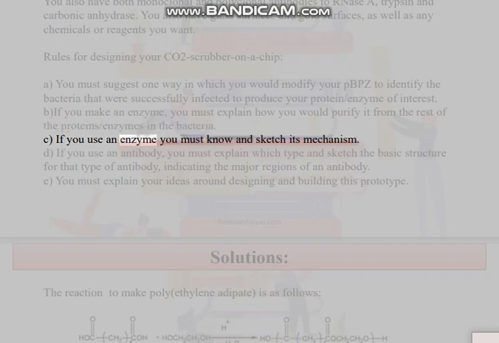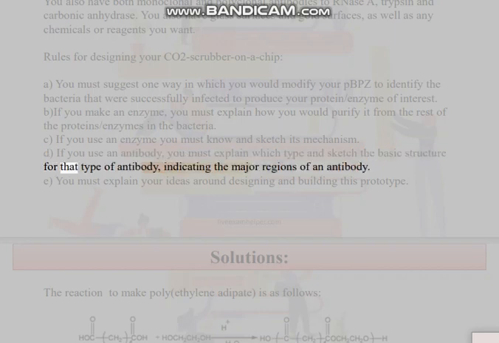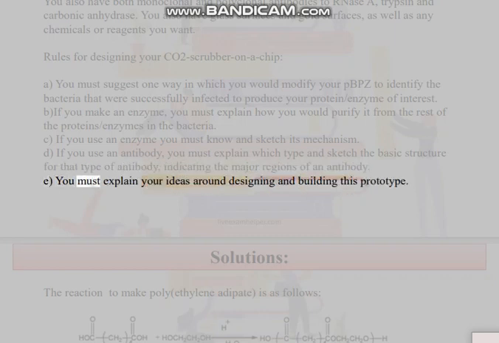C. If you use an enzyme, you must know and sketch its mechanism. D. If you use an antibody, you must explain which type and sketch the basic structure for that type of antibody, indicating the major regions of an antibody. E. You must explain your ideas around designing and building this prototype.